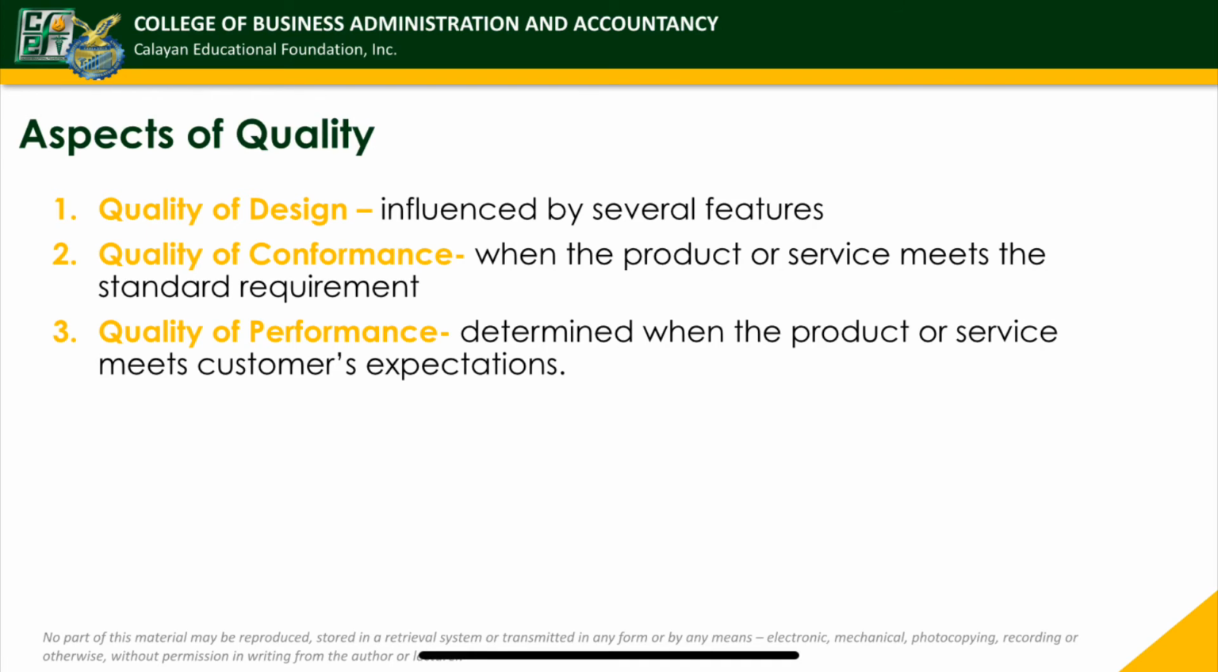In this sense, three aspects of quality are formulated for us to identify the criteria in properly assessing quality. The first one is the quality of design. It is influenced by several features. Second is the quality of conformance. It is when the product or service meets the standard requirements. And the third is the quality of performance. It is determined when the product or service meets customers' expectations.